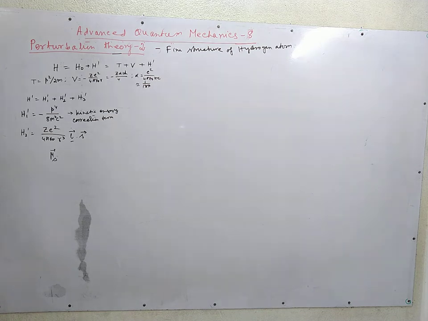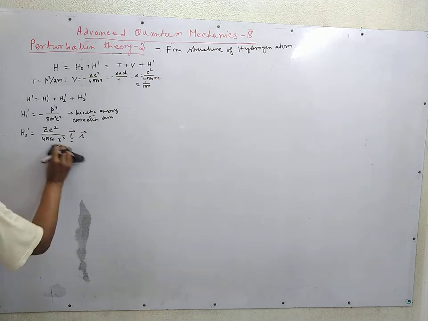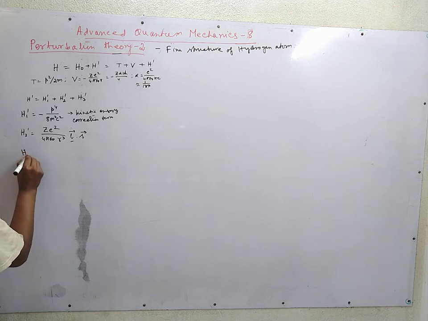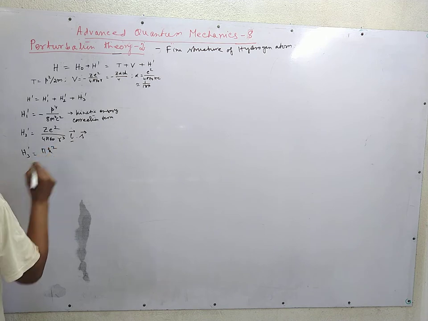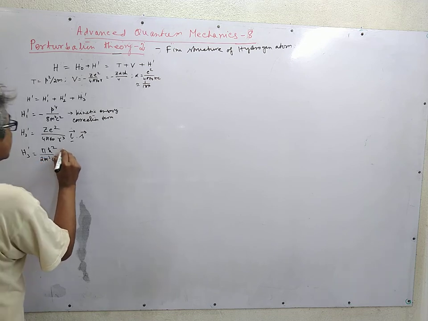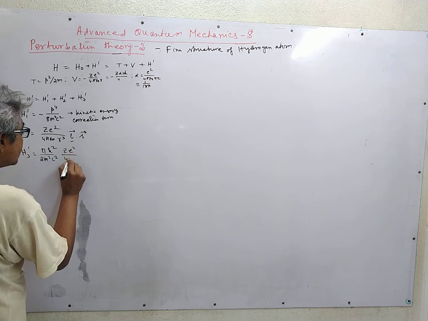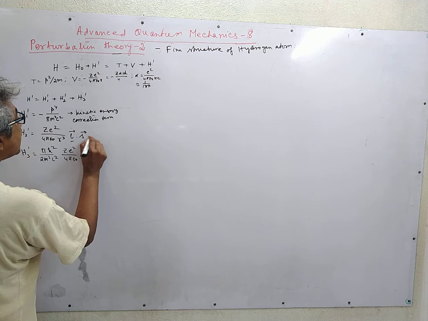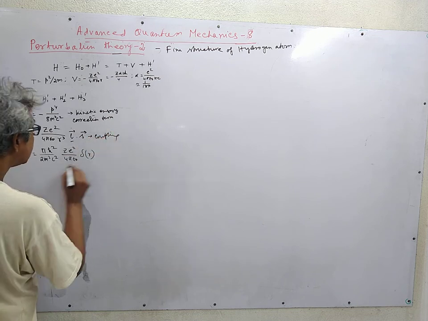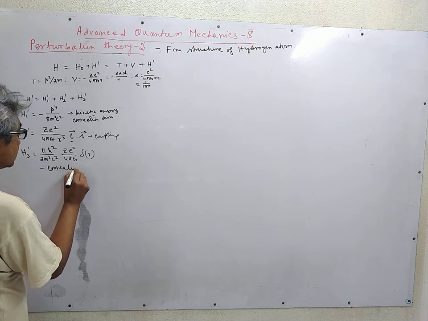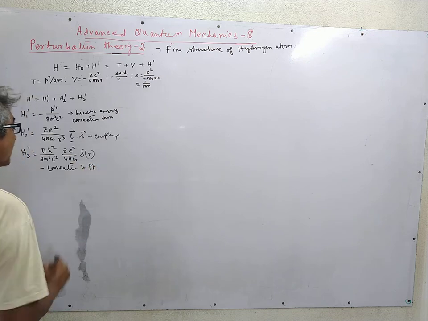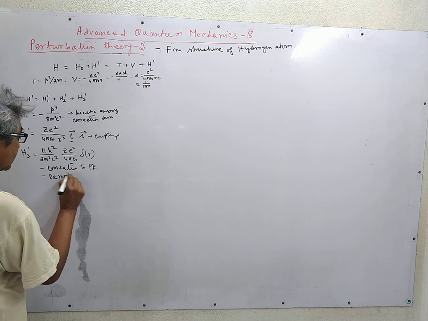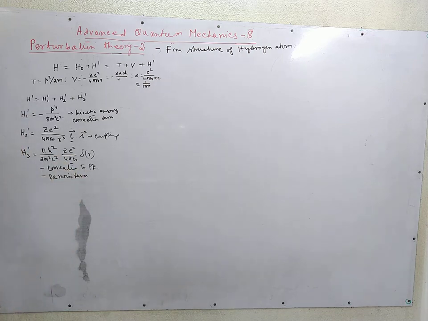The third term is known as the Darwin term, which is the correction to the potential energy. So this is the LS coupling term, and this is the correction to potential energy, known as the Darwin term. We shall calculate the first order correction to energy corresponding to each of these terms.